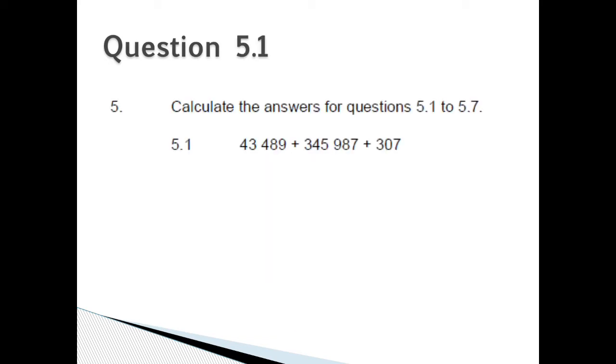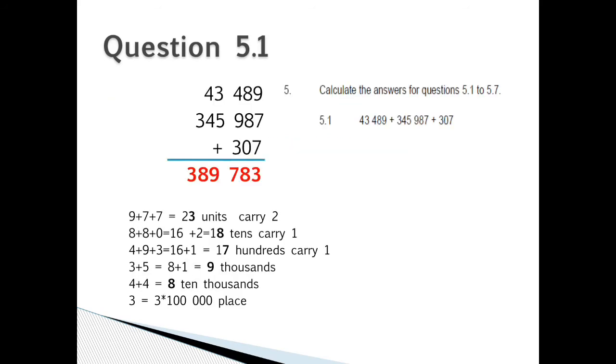5.1. 43,489 plus 345,987 plus 307 will give you. The correct answer is 389,783. So you'd say 9 plus 7 plus 7 is equal to 23 units.